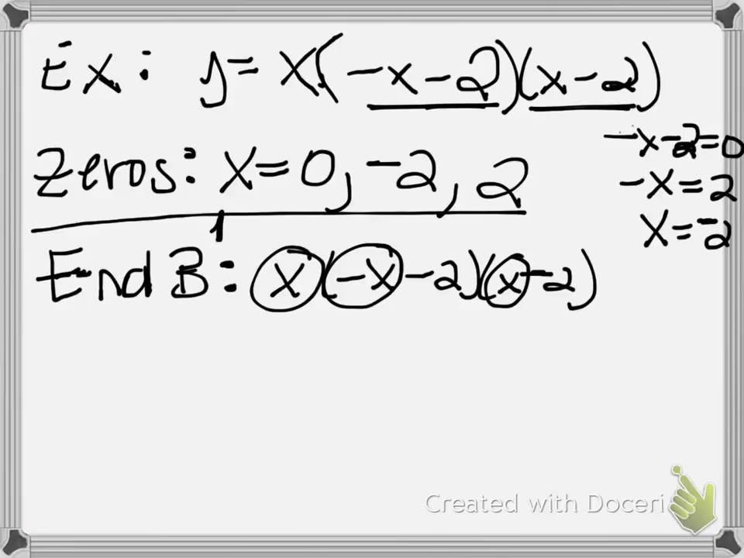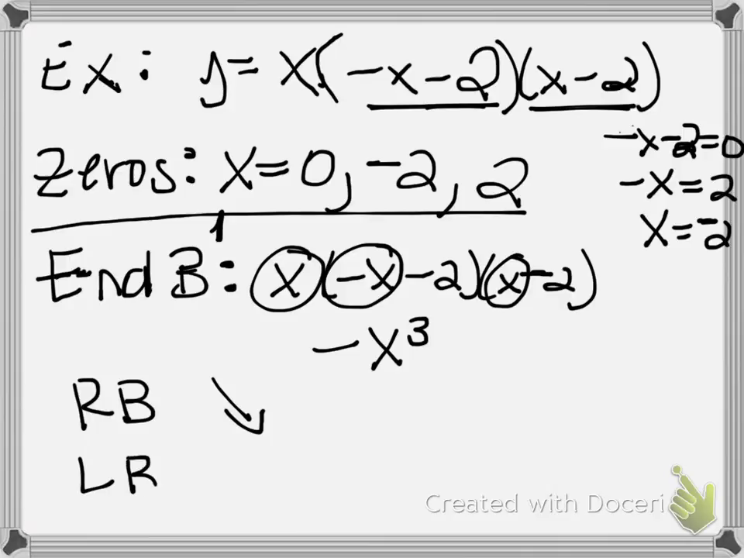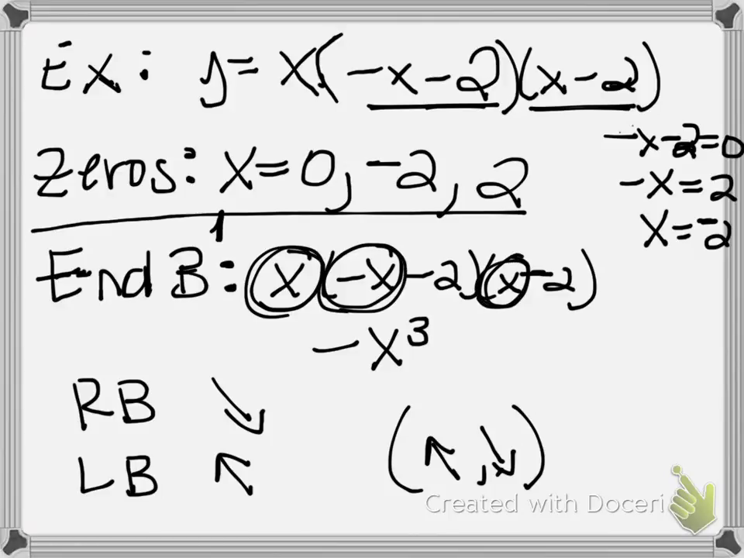So I have x times negative x times x, and that gives me negative x cubed. So for my right behavior, because it's negative, it's going to go down. For my left behavior, because it's odd, it's going to go up. So then my end behavior is going to look like that. That's a shortcut if I don't ask you to actually multiply out to get the polynomial. You can just multiply the first term of each of the binomials, or in this case, that's a monomial.